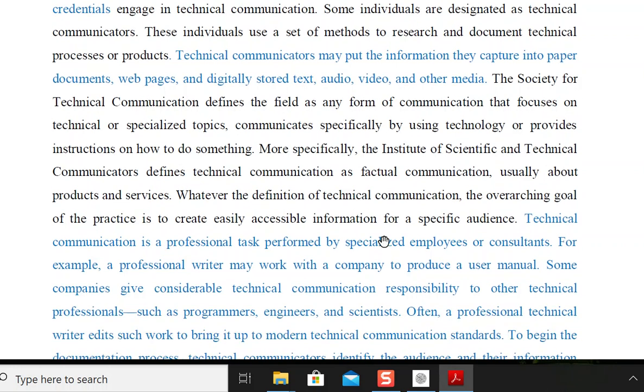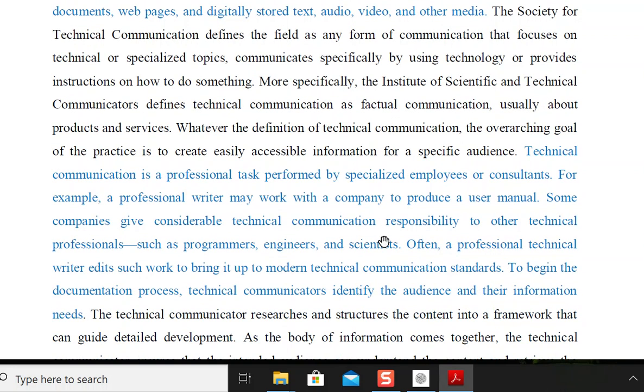And here is another aspect of technical communication. Let's read. Technical communication is a professional task performed by specialized employees or consultants. Means not all the people working in an environment are supposed to communicate technically. Rather, it is the task of some specific employees, specialized persons, or the persons who have been authorized to write technically. It includes the consultants.